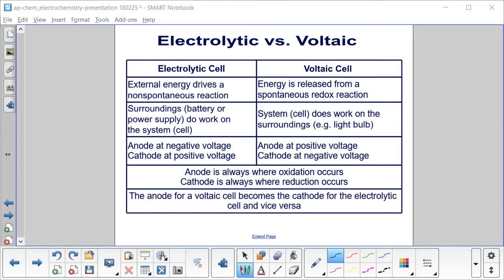In the voltaic cell, the anode is at the positive voltage and the cathode is at the negative voltage. The reverse is true for the electrolytic cell. The anode, though, is always where oxidation occurs, and the cathode is always where reduction occurs. So the anode for a voltaic cell becomes the cathode for the electrolytic cell, and vice versa.